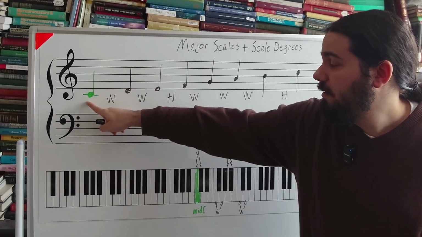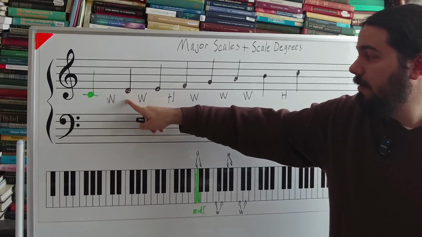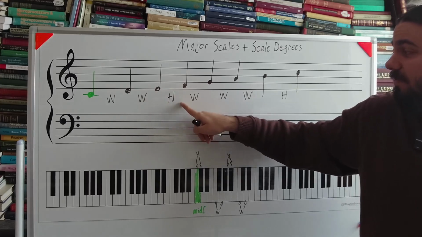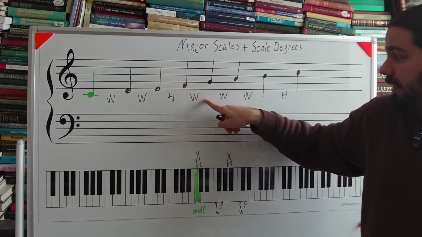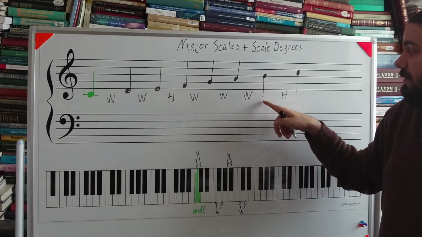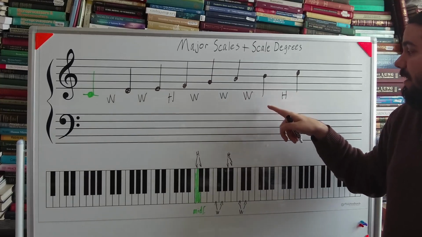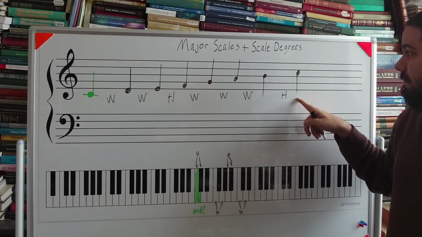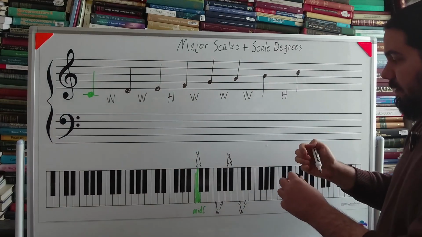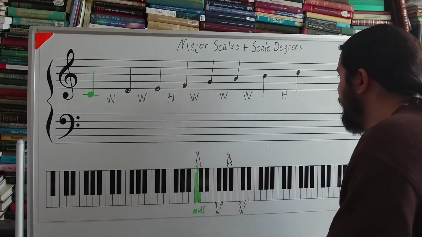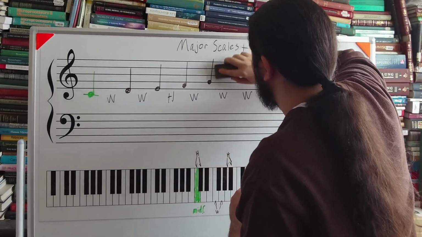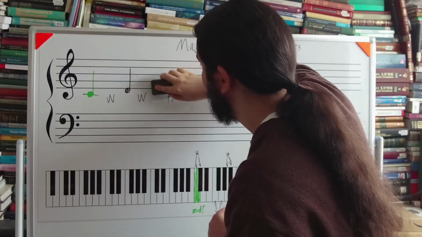So from C, whole step up to D, whole step up to E, half step up to F, whole step up to G, whole step up to A, whole step up to B, whole step up to C. It's pretty simple. I'm going to keep this pattern here. And then I'm going to now build a major scale based on D.